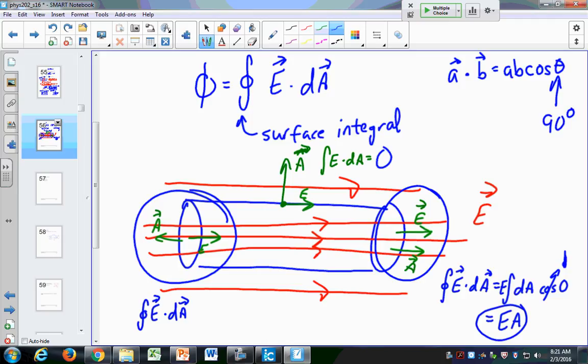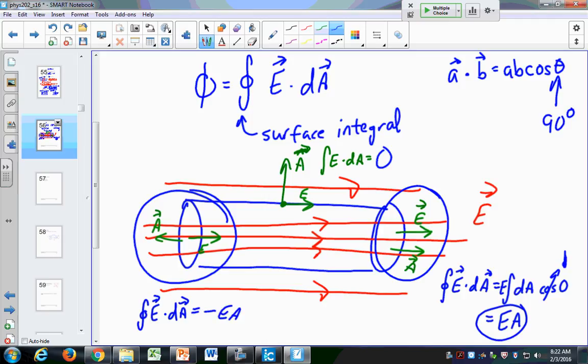We saw that with work, right? If I had force in one direction and displacement in the other direction, I do negative work. It's the same here. That's borne out from the dot product. So here, you can probably tell me right off, what is this answer? It's going to be negative EA.